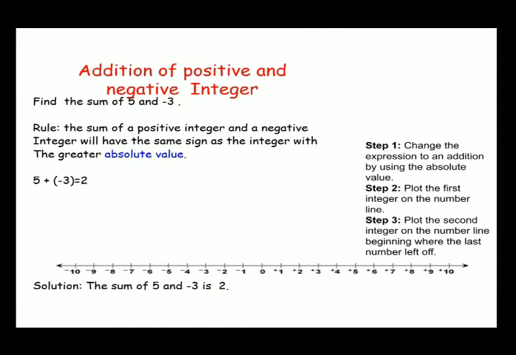Which rule do you have to follow? The sum of a positive integer and a negative integer will have the same sign as the integer with the greater absolute value. Here you can see the greater is 5 and it is positive. So the answer we have got is 2, which is also positive. So the sum of 5 and minus 3 is 2.